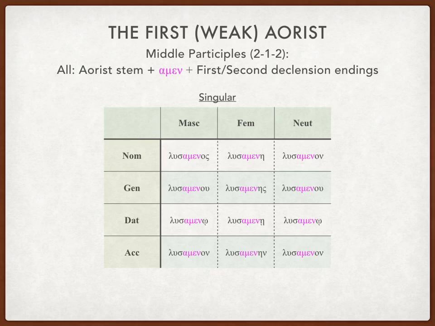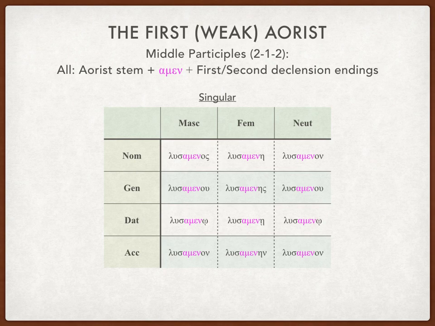Lusamenos in the masculine, lusamene feminine, lusamenon neuter. In the genitives, follow those formulas. Lusamenu masculine, lusamenes feminine, lusamenu neuter. Dative, lusameno masculine, lusamene feminine, lusameno neuter. And finally, accusatives, lusamenon masculine, lusamenen feminine, and lusamenon, copying down from the nominative in the neuter gender.